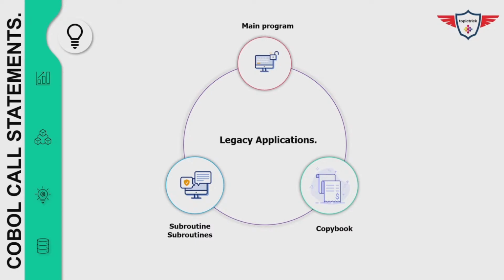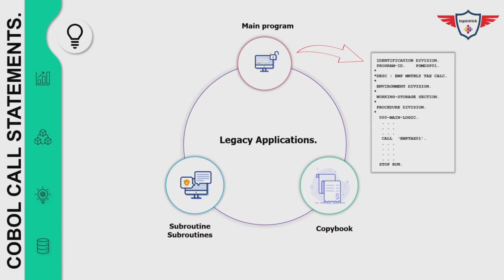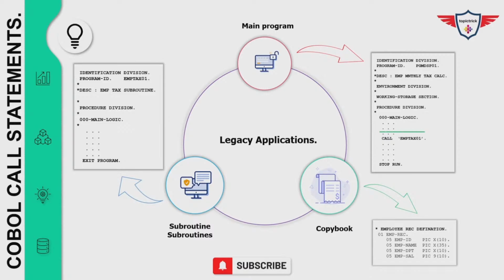Here is a legacy application which is using a main program, a copybook, and a subprogram. The main program is the first program in the run unit. In this case, there is a program called DSP01 which is acting as the main program. I have included the core business functionality in this program, and it is using a CALL statement to call the subprogram. If you look at the right-hand side of your screen, you'll see the subprogram TAX01, and it is calculating tax on employee salary.